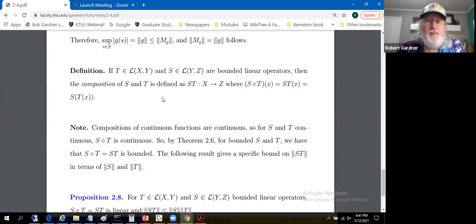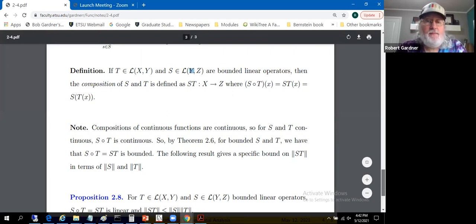It's a composition. Of course, you need the output from T, which lives here, to be input for S. The range of T needs to be in the domain of S. So that's why these are the same spaces. These are both Y, the codomain of T is the domain of S. That's a proper way to say it. So we can compose bounded linear operators. I wonder how their norms behave.